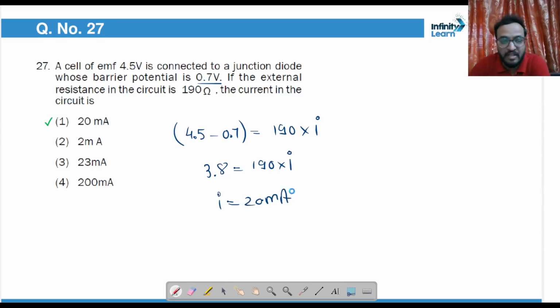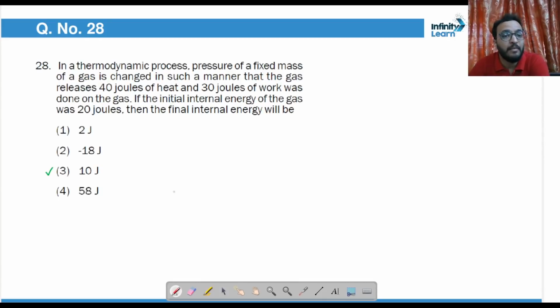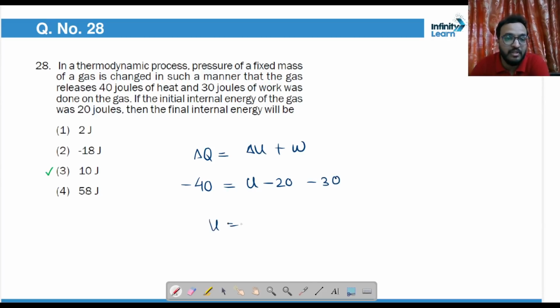Do you understand, everyone? In a thermodynamic process, the pressure of a fixed mass of a gas is changed in such a way that the gas releases heat. See, first law says that delta Q is delta U plus W. They are saying 40 joules of heat is released, so negative 40. Final internal energy is U, minus initial is 20. Work done will be minus 30, because work is not done by the gas, work is done on the gas. That is taken negative. So U is equal to 10 joules.